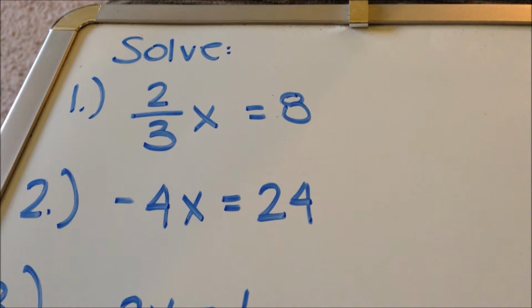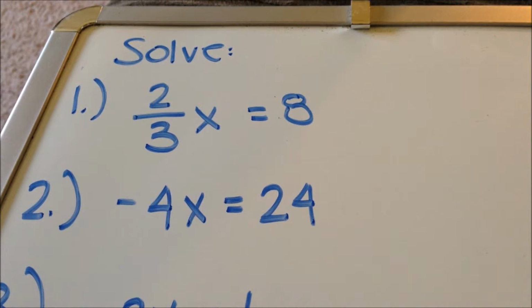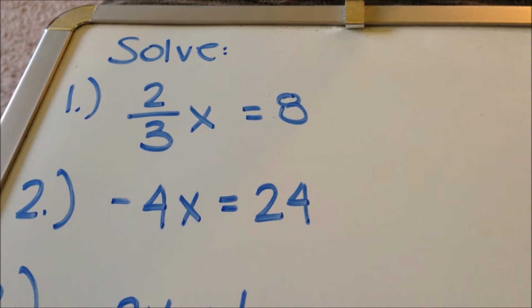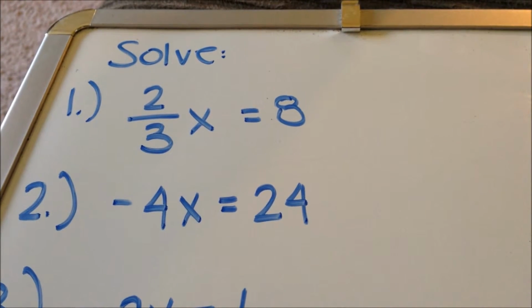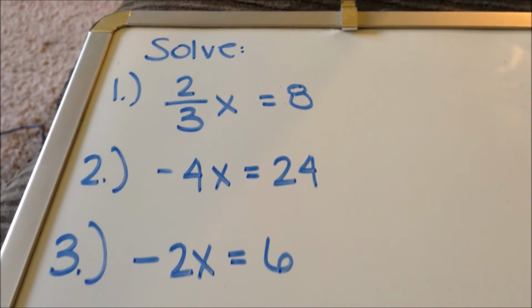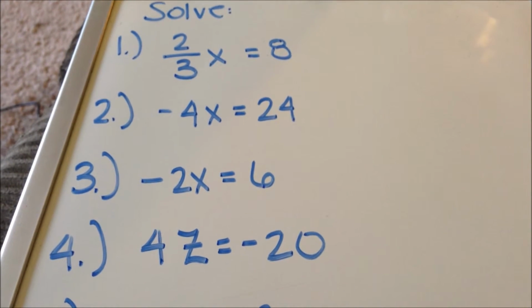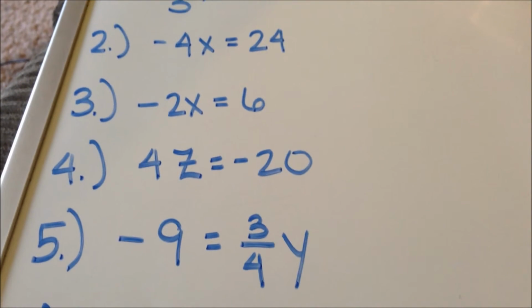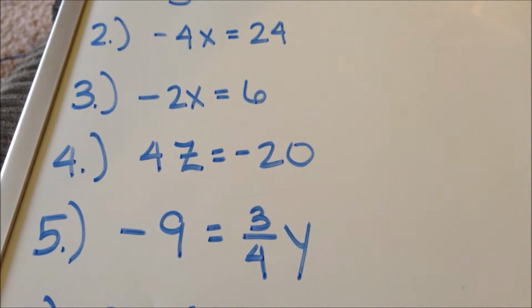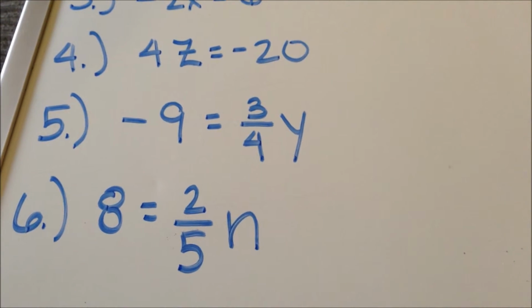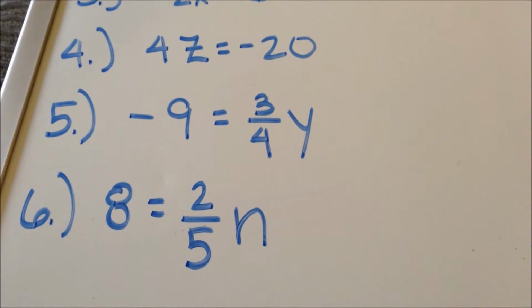The next set of problems we're going to solve involve multiplying or dividing both sides of the equation by a number to isolate x. Number 1, 2/3 x equals 8. Number 2, negative 4x equals 24. Number 3, negative 2x equals 6. Number 4, 4z equals negative 20. Number 5, negative 9 equals 3/4 y. And number 6, 8 equals 2/5 n.